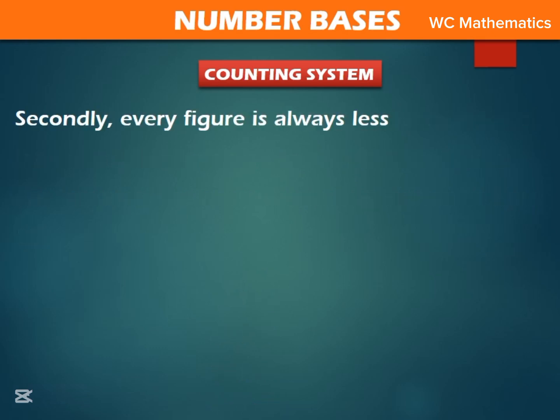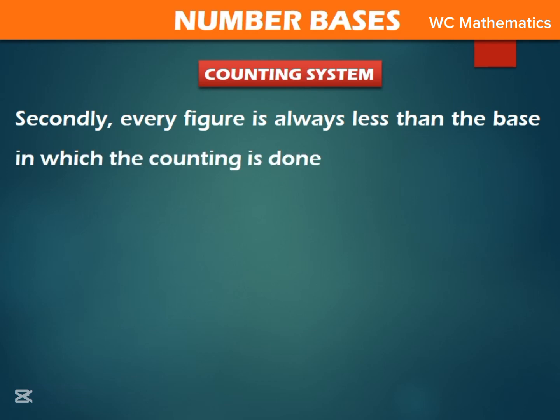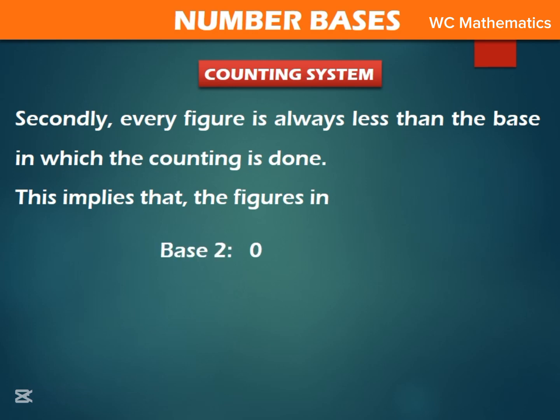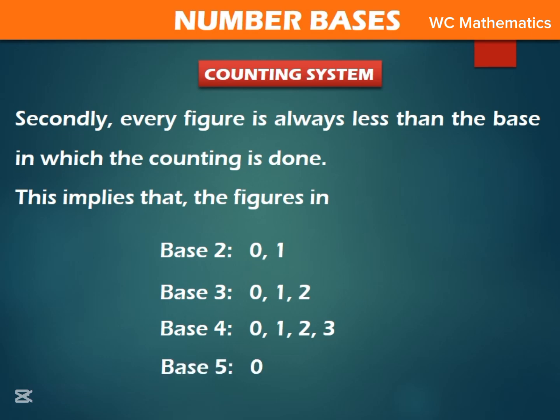Secondly, every figure is always less than the base in which the counting is done. This implies that the figures in base 2 will be 0 and 1. That of base 3 will be 0, 1, and 2. Base 4 will have 0, 1, 2, and 3. Then base 5 will have 0, 1, 2, 3, and 4. And then base 6 will have 0, 1, 2, 3, 4, and 5. And so on.